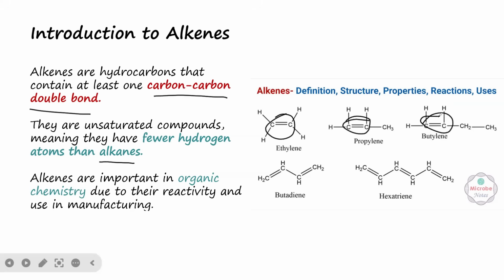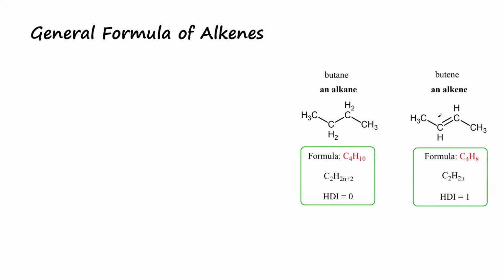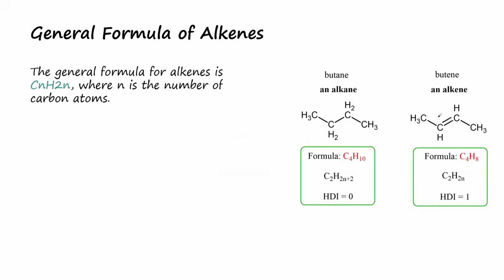So generally, ladies and gentlemen, in alkenes there must be at least one carbon-to-carbon double bond, and the number of hydrogens is fewer in alkenes compared to the corresponding alkanes. Now, what is the general formula for alkenes? The general formula for alkenes, as we can see, is CnH2n. And how do we get the value for alkenes?